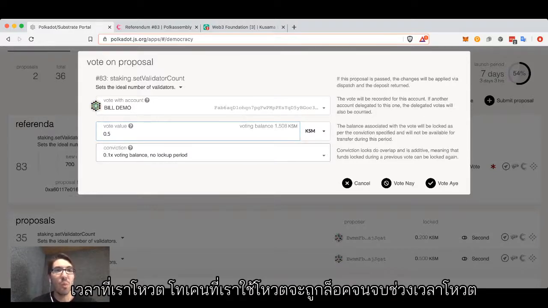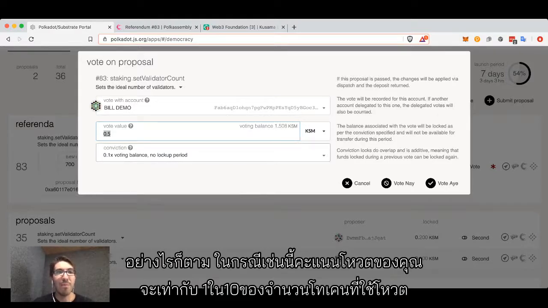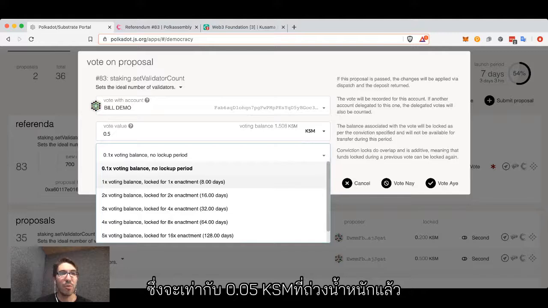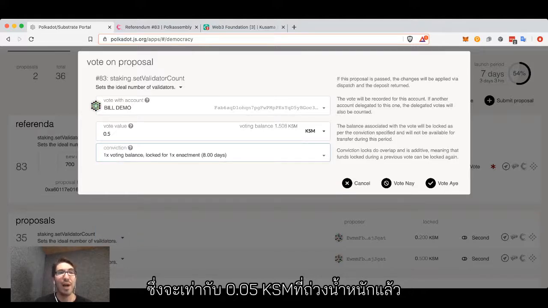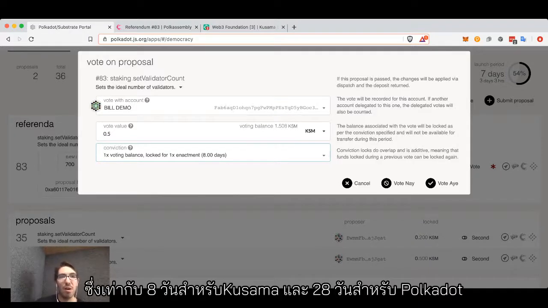So one of the things when you do vote, your Kusama will be locked until the end of the voting period. And by default, after that, you will get your Kusama back. However, at that point, your vote is only worth 1/10 of the amount of Kusama that you're voting with. So that would be worth 0.05 of a Kusama. If I wanted my vote to actually be worth half a Kusama, I would have to lock for 1 enactment period, which is 8 days on Kusama or 28 on Polkadot.